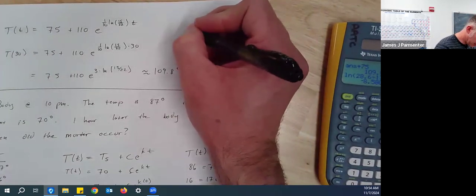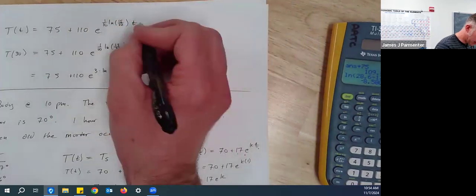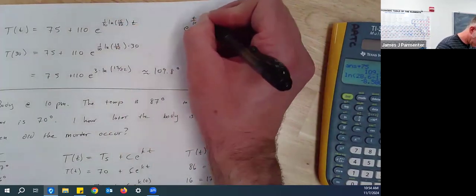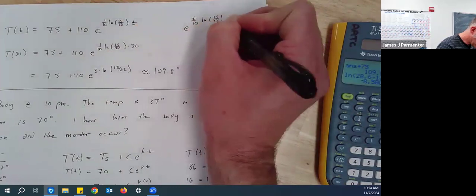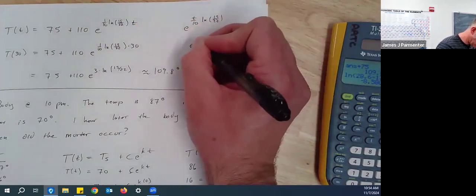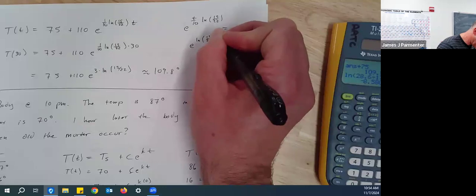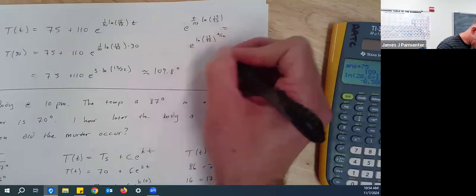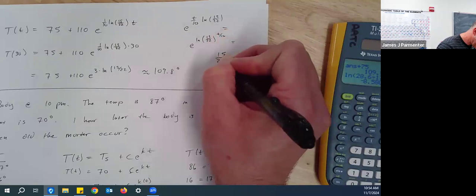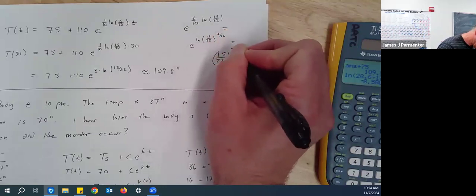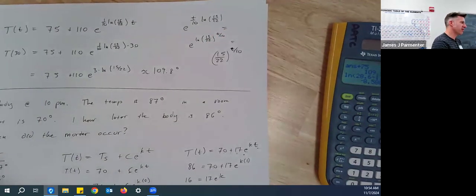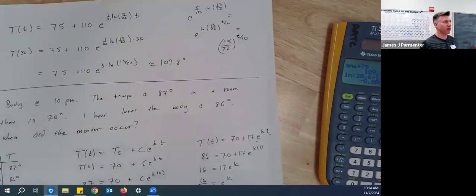This here, I'm going to write the 1/10 times t as t over 10 times the natural log of 15 over 22. You can rewrite this as e to the natural log of 15 over 22 to the t over 10, which is then just 15 over 22 to the t over 10. Kind of terrible though. What this actually does show us though is the nature of how this exponential growth or decay works. So here's kind of a truism.